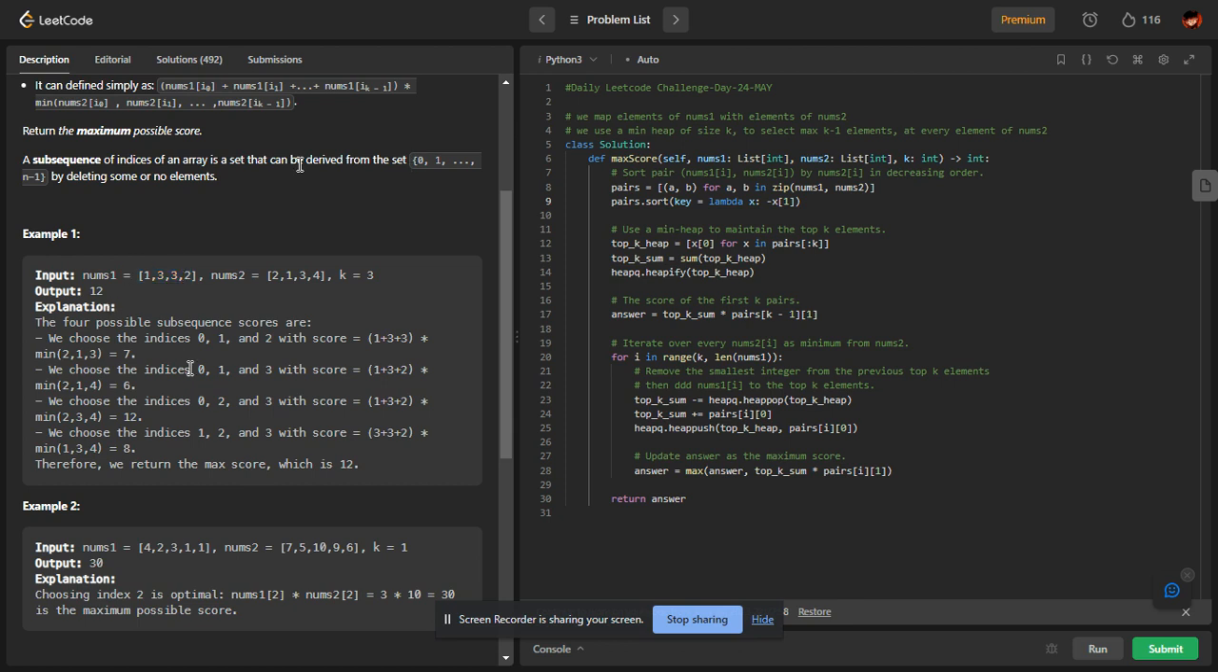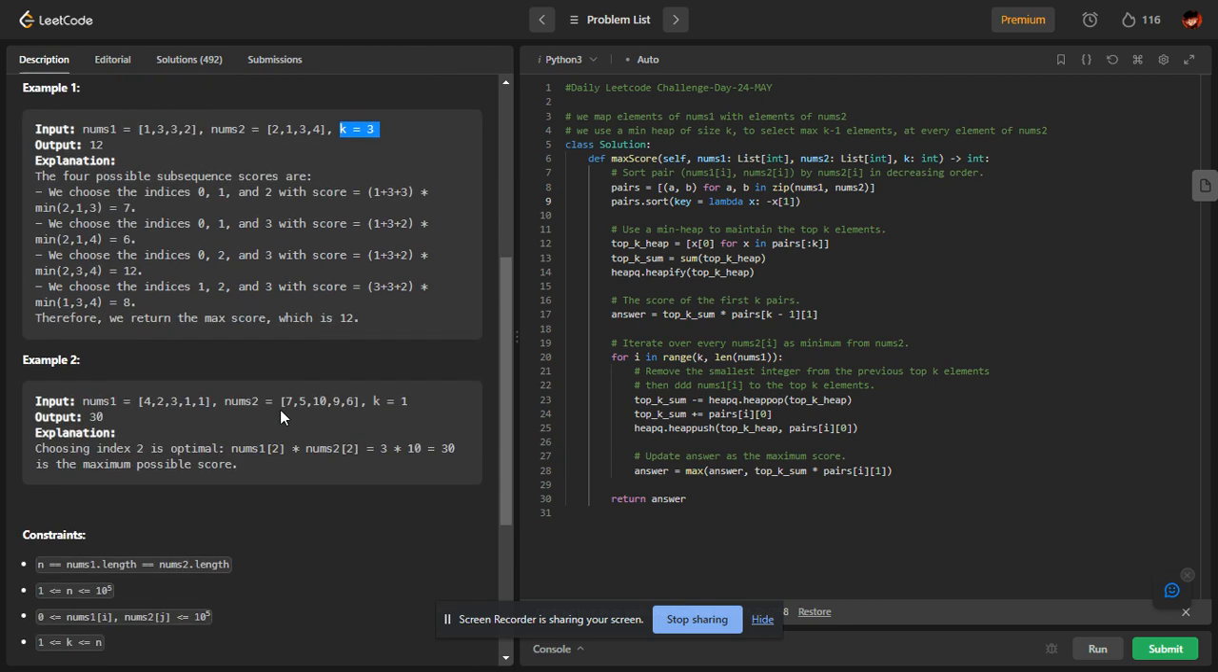Then you have to repeat this process. What is the procedure? Select those indices. The values in these indices found in nums1, you have to take the sum of them. You have to take the minimum of the elements found in those indices in nums2. Then multiply the two and get the answer. Let me tell you one thing: k is fixed. Here k is 3, but k will vary in every case. That is the basic idea.